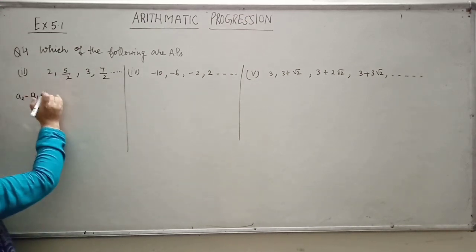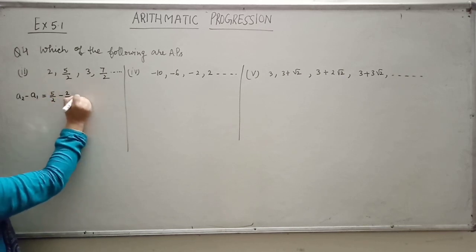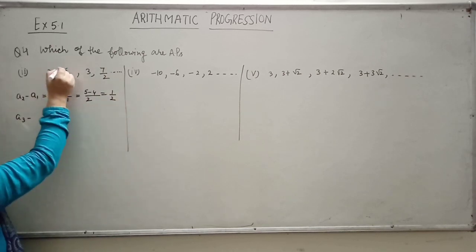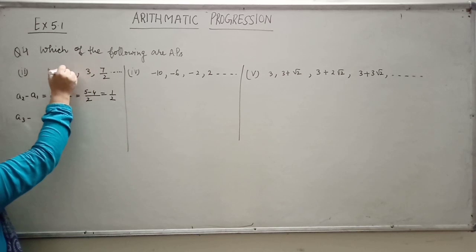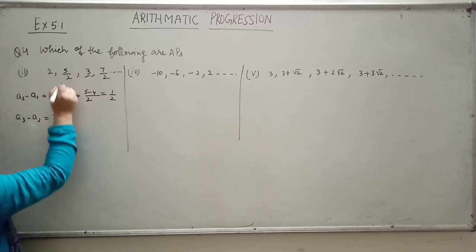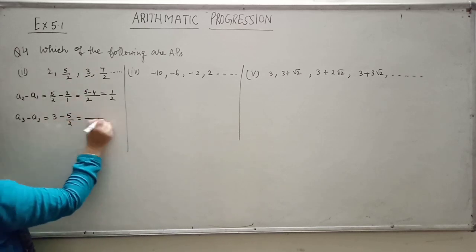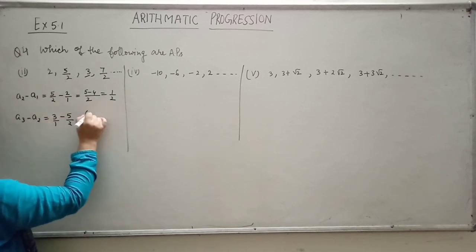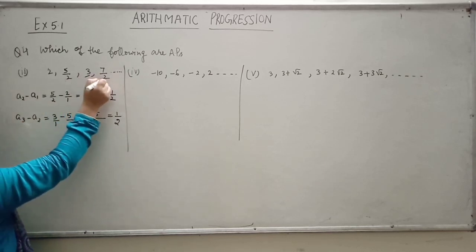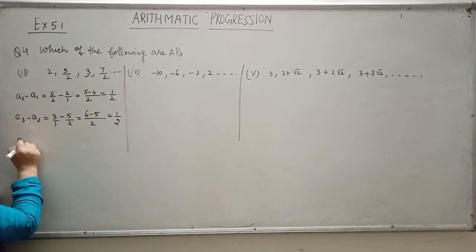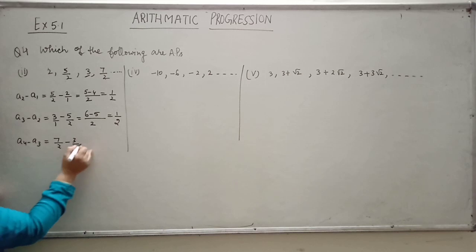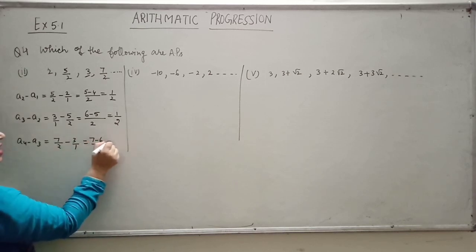First of all, A2 minus A1. So this is 5 by 2 minus 2. This is 1 by 2. Now we will find out A3 minus A2. A3 minus A2 is equal to 3 minus 5 by 2. So this will be 6 minus 5, and this is again 1 by 2. Both of these are equal, but now we will check A4 and A3. A4 minus A3 is equal to 7 by 2 minus 3. We write it as 3 by 1, so it would become 7 minus 6, that is 1 by 2.